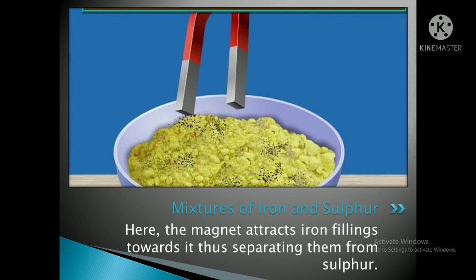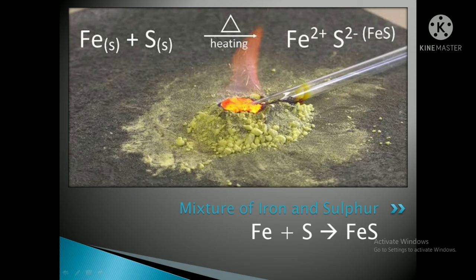Okay, but if this same iron and sulfur is heated, what happens? See here. What will happen? If this iron and sulfur is heated, we will get iron sulfide. We will get FeS. Fe is the symbol of iron, S is the symbol of sulfur. Both are in solid state. On heating, we will get a brownish substance, that is the iron sulfide. Okay, this is a new compound we will get from iron and sulfur.